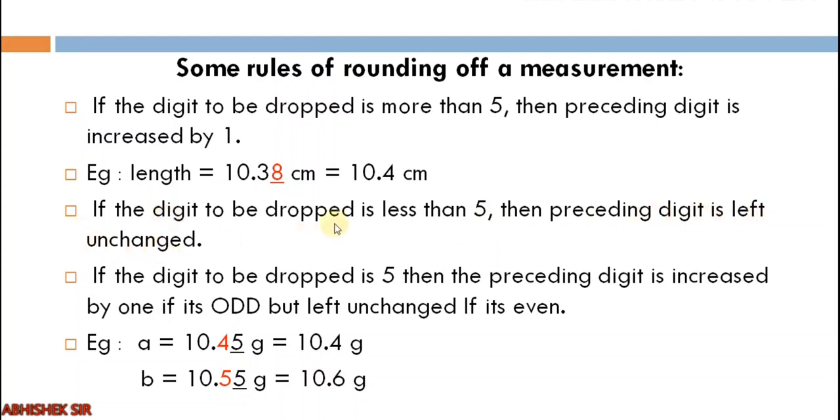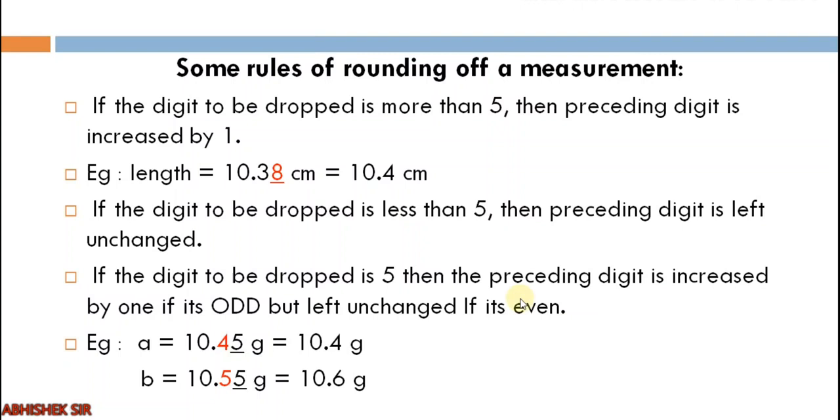So that is clear. We don't need to do anything when the last digit to be dropped is less than 5. Here it was more than 5, so what we did, we increased 1 in the preceding. But if it is less than 5, then all the digits are left unchanged.